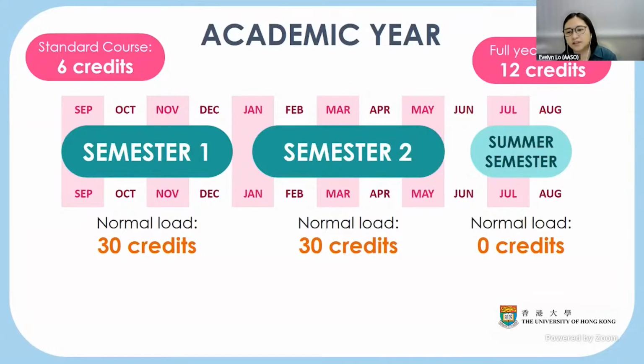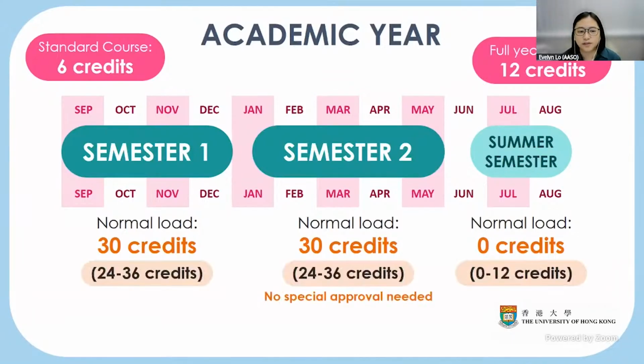And for the summer semester, again, it's optional, so it's 0. But you could do 24 to 36 credits without special approval for each semester. Of course, some faculties have special arrangements on those things, and you will have to contact them. Basically, it's the same 24 to 36. You don't need special approval. If you would like to do more than that or less than that, you have to apply through your home faculty. And 12 credits maximum for the summer semester.